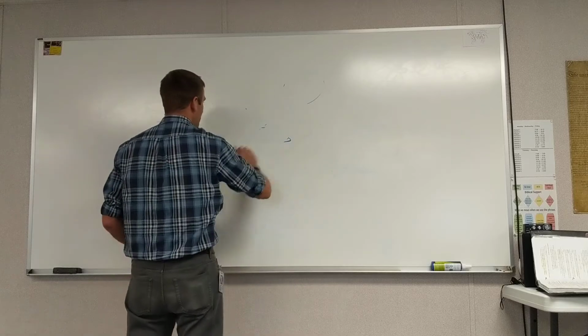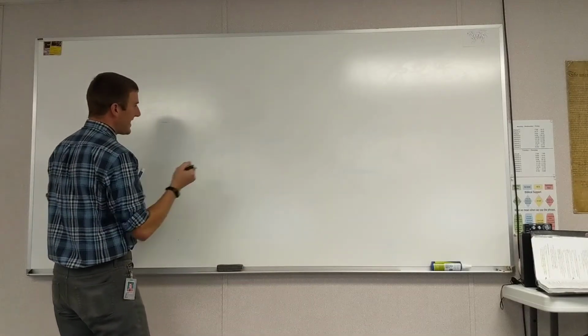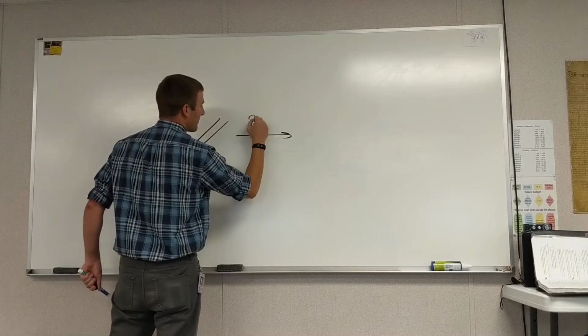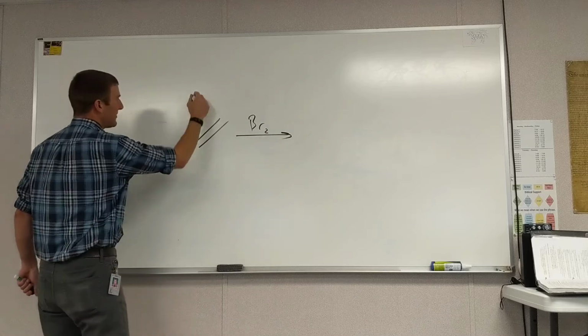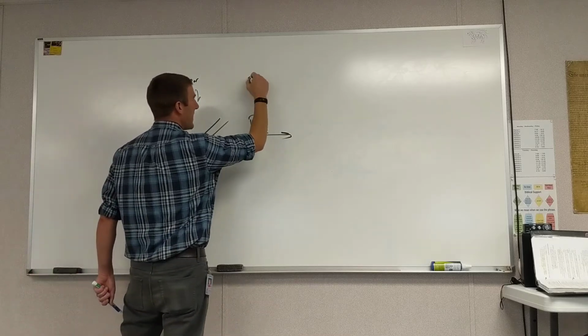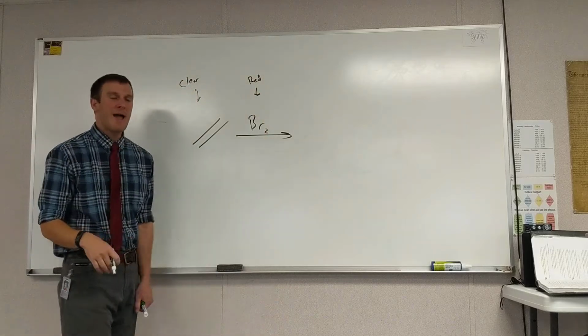Ethene plus bromine. So let's start with our ethene again, double bond. So ethene reacted with bromine. Something that's important about this: ethene is clear, colorless. Bromine is red. So this is a good way to test, have you broken all of your pi bonds?